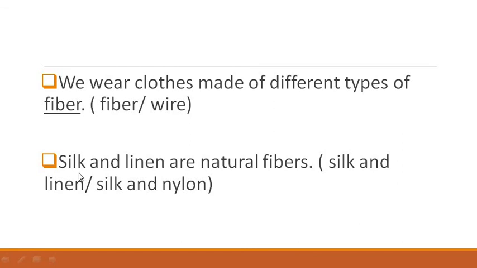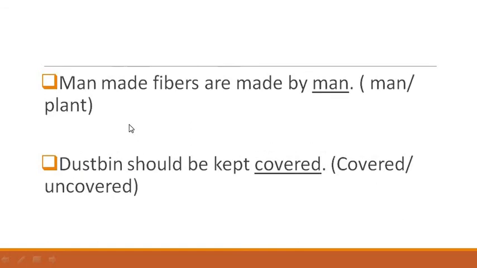So silk and linen should be underlined in your books. Okay, now repeat the answer after me. Silk and linen. Repeat a second time. Silk and linen. Okay. Moving further, let me read for you. Man-made fibers are made by dash. So options are men or plants. Obviously, man-made fibers, the name itself says that it is made by a man. Correct? So the answer should be men. It's so obvious.